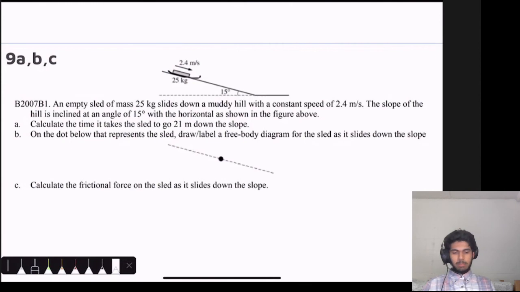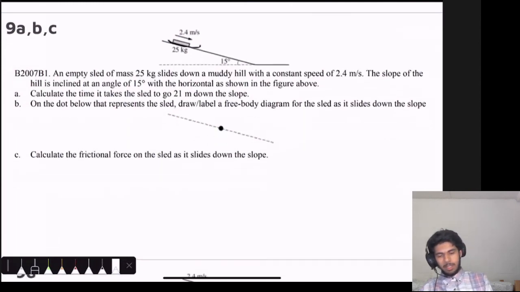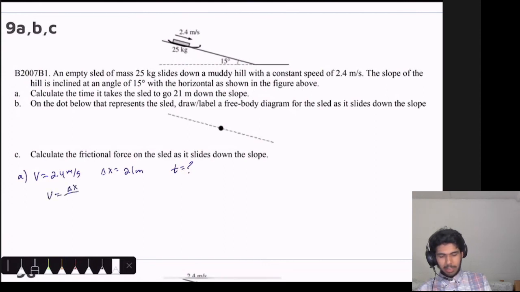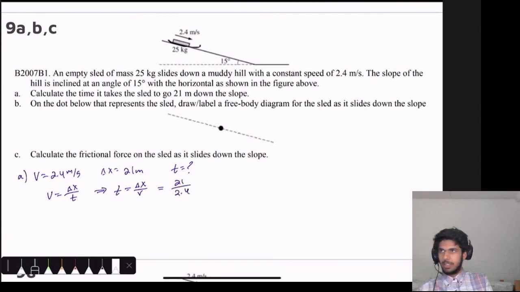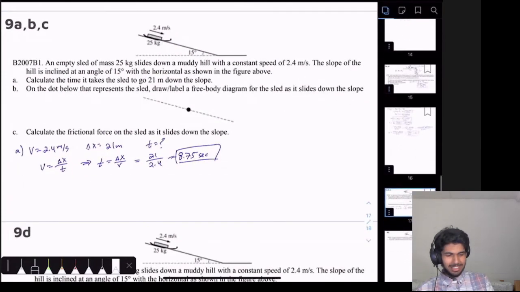Alright. Well, first question's not too bad. It's traveling at a constant speed, so we just say that velocity is 2.4 meters per second. The slope is 21 meters, so let's just say that's some delta x quantity. That's a displacement. Time is question mark. Well, I know very well that velocity equals delta x divided by time, so time is delta x divided by velocity. So this is telling me that 21 divided by 2.4 should give me the time that it takes to get down the hill. 8.75 seconds. That's our answer. So we were tossed an easy one. That's just a kinematics problem.